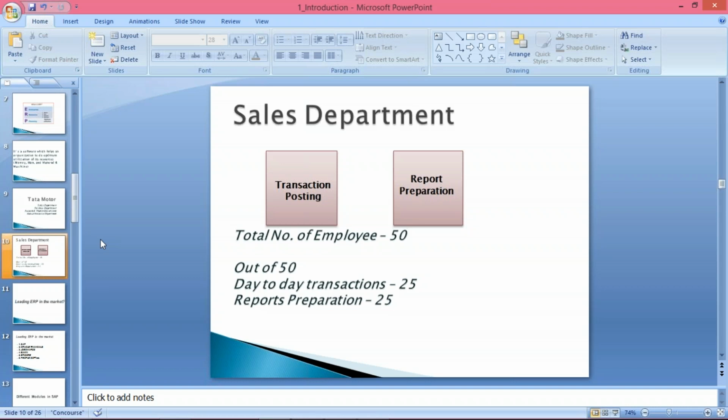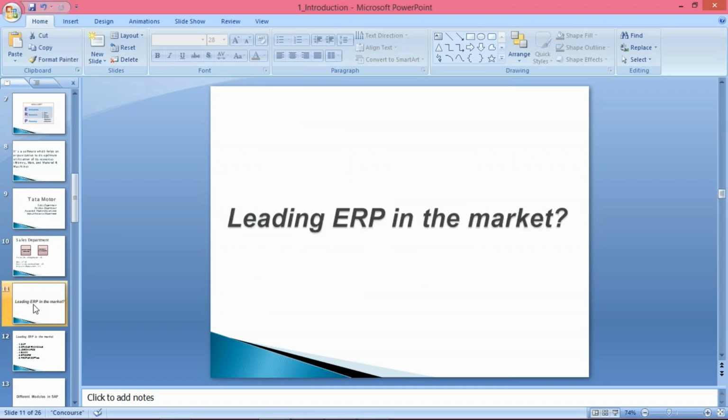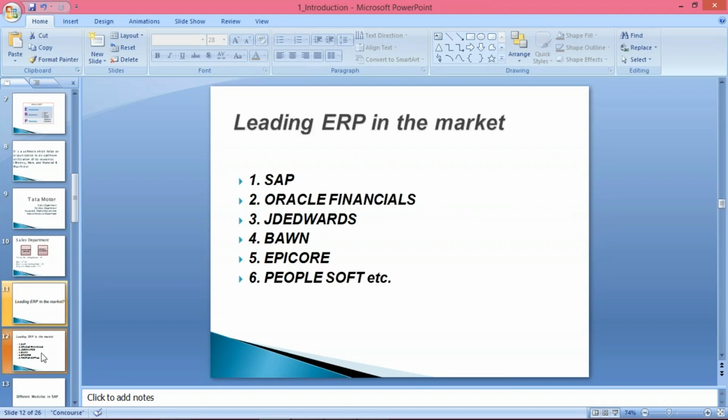Now, what are the leading ERPs in the market? Here I have just given an example of a few of them. Of course, SAP is number one. There is no doubt at all, because it covers around 70% of the market share. The second one is Oracle Financials itself. But right now Oracle Financials is nowhere in front of SAP, because it has around 10 to 12% of the market share. So whichever competitors are there, they are almost nowhere in front of SAP.